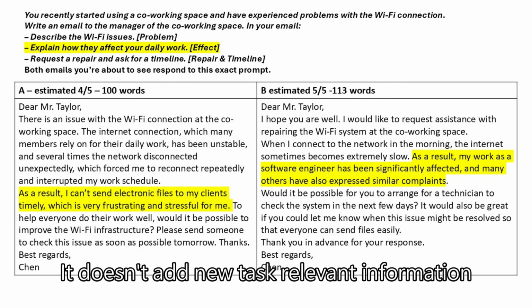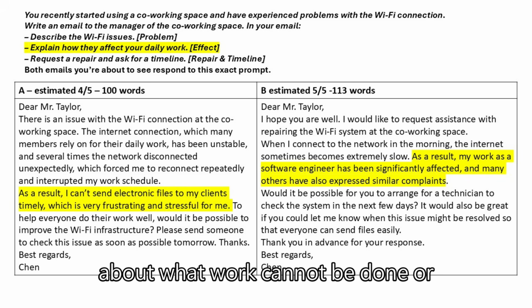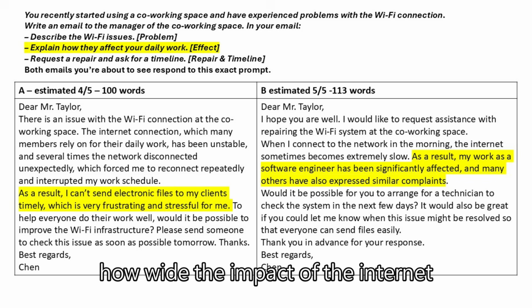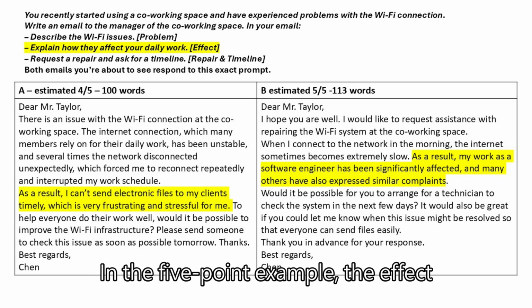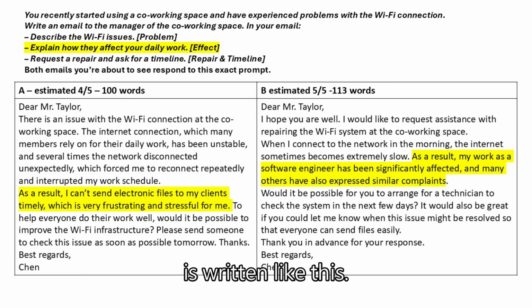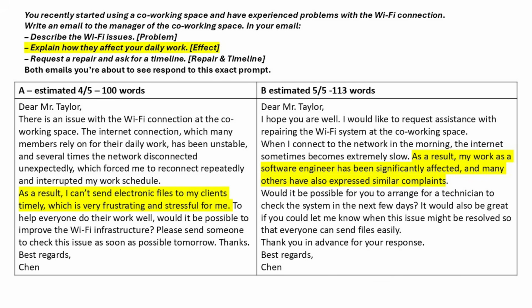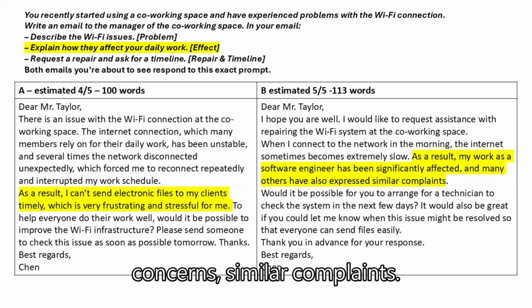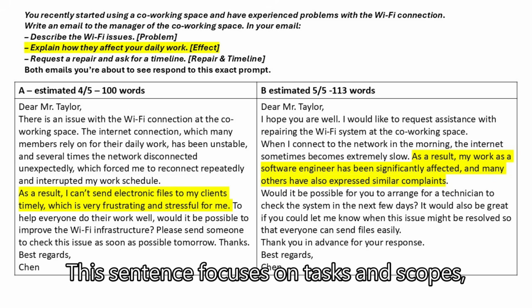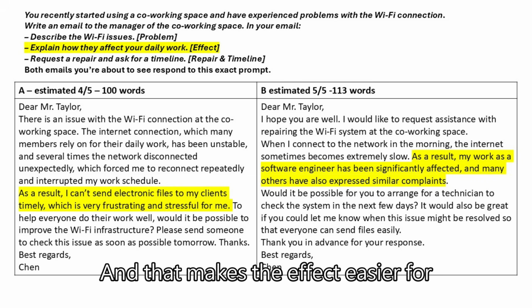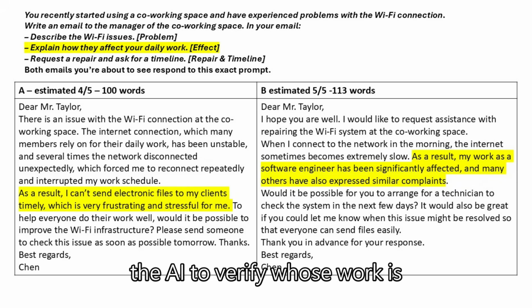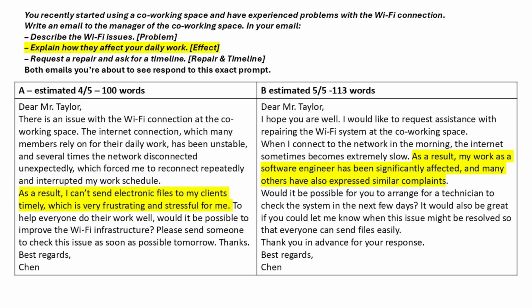It doesn't add new task-relevant information about what work cannot be done or how wide the impact of the internet issue is. In the 5-point example, the effect is written like this. As a result, my work as a software engineer has been significantly affected, and many others have also expressed similar concerns, similar complaints. This sentence focuses on tasks and scopes, not feeling, and that makes the effect easier for the AI to verify: whose work is affected and how many people are affected.